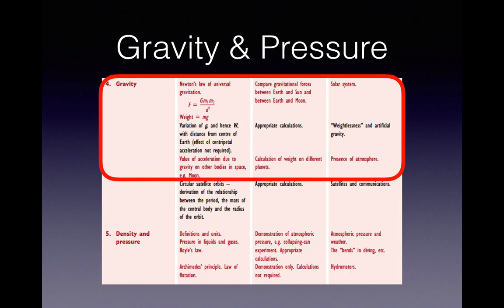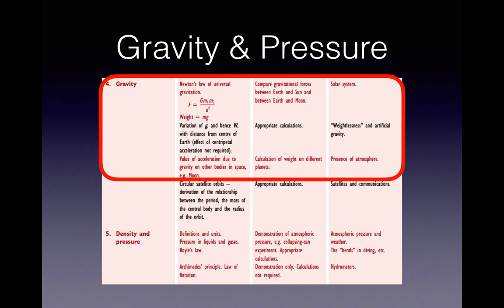So the piece outside the box we'll leave till later. Okay, if we look at the second column, in red is the ordinary level section, and in black is the higher level section. So in red we've got Newton's law of universal gravitation. There's two formulae. Below that in black, the variation of gravity and hence the weight with distance from centre of the earth. And below that, value of acceleration due to gravity on other bodies in space, example the moon.